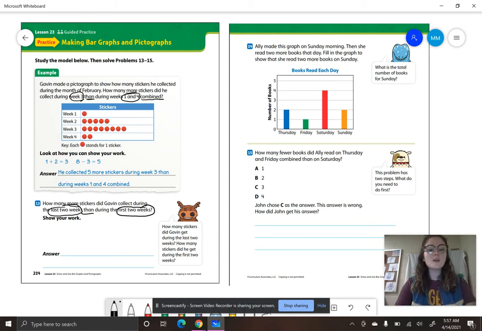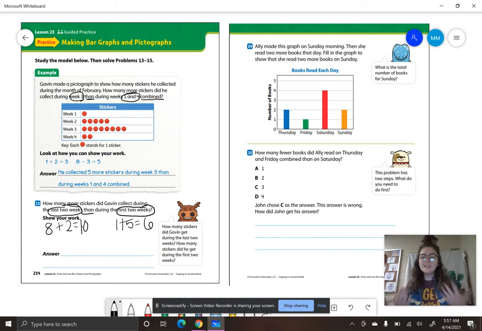So let's look at weeks 3 and 4. In week 3, we had 1, 2, 3, 4, 5, 6, 7, 8. So we had 8 plus week 4 had 2. 8 plus 2 equals 10. So those were our last 2 weeks. Now we need to find the first 2 weeks. So we have 1 plus 1, 2, 3, 4, 5. 1 plus 5.